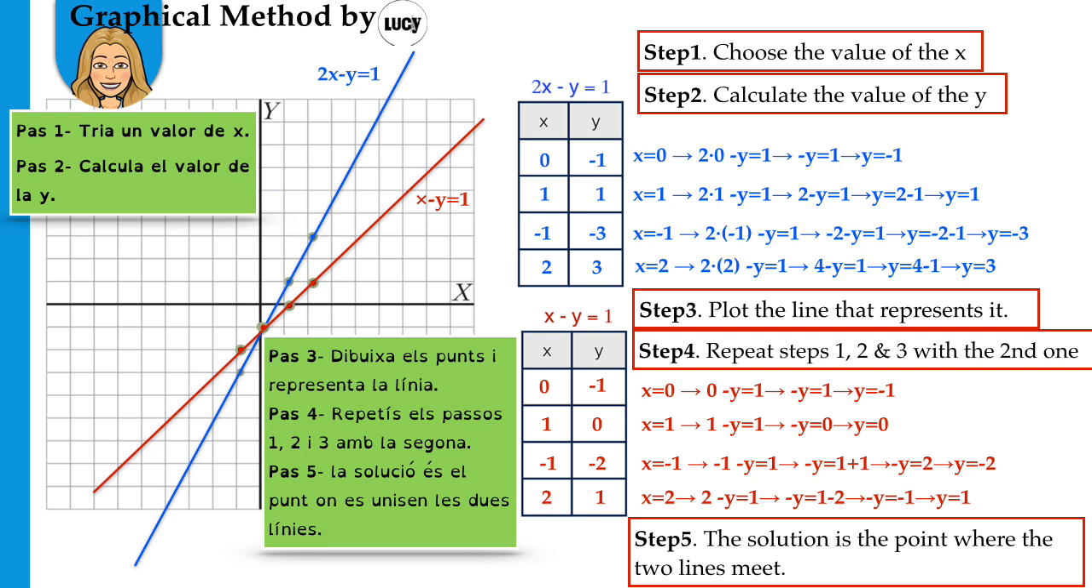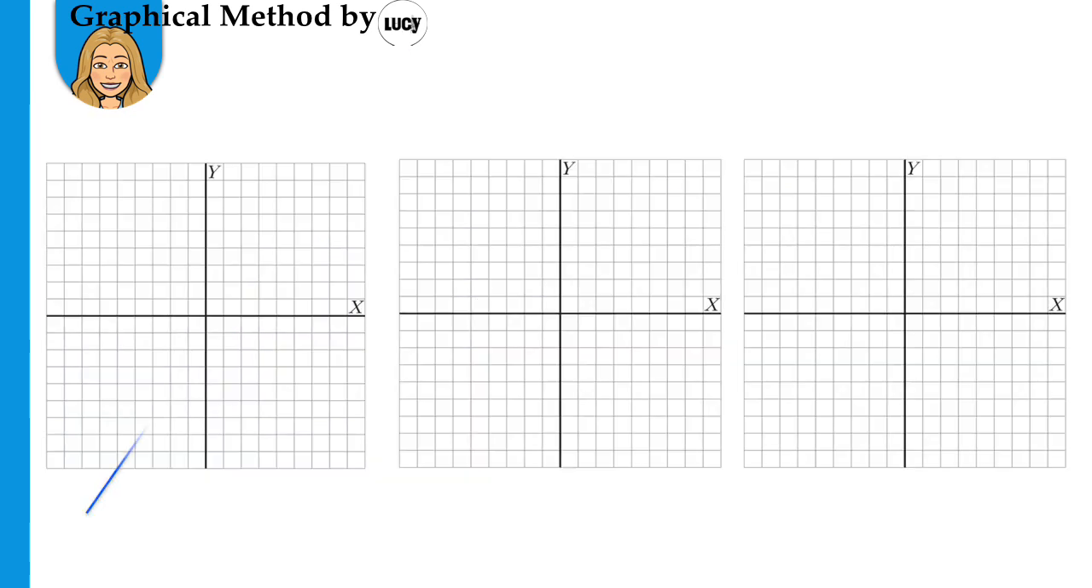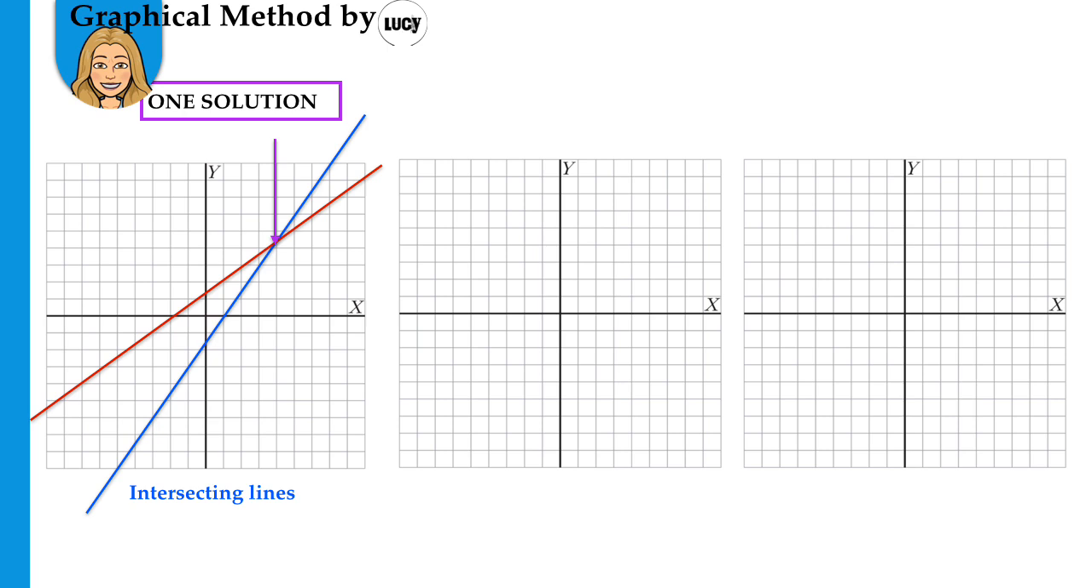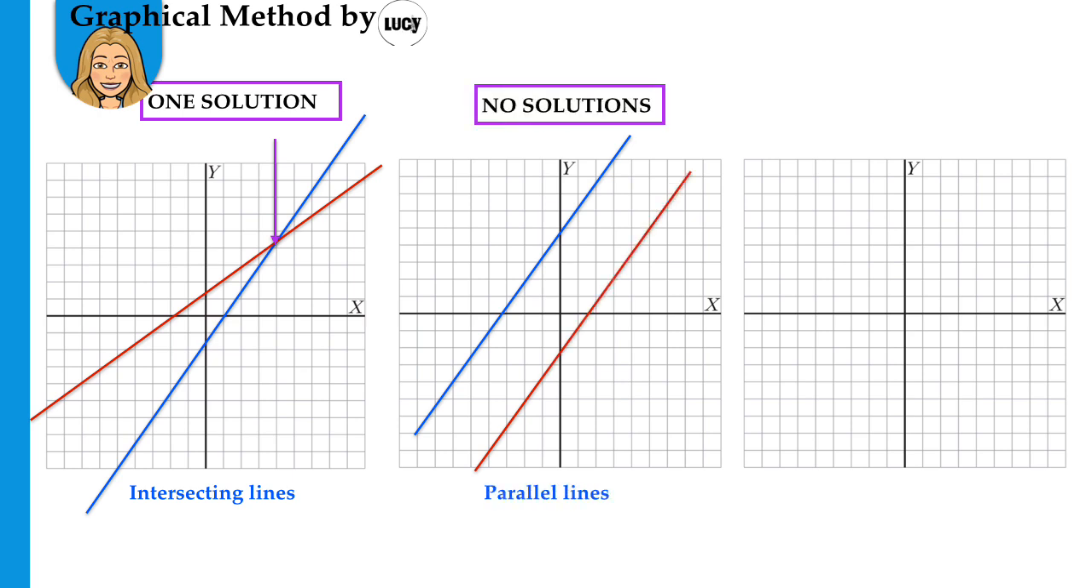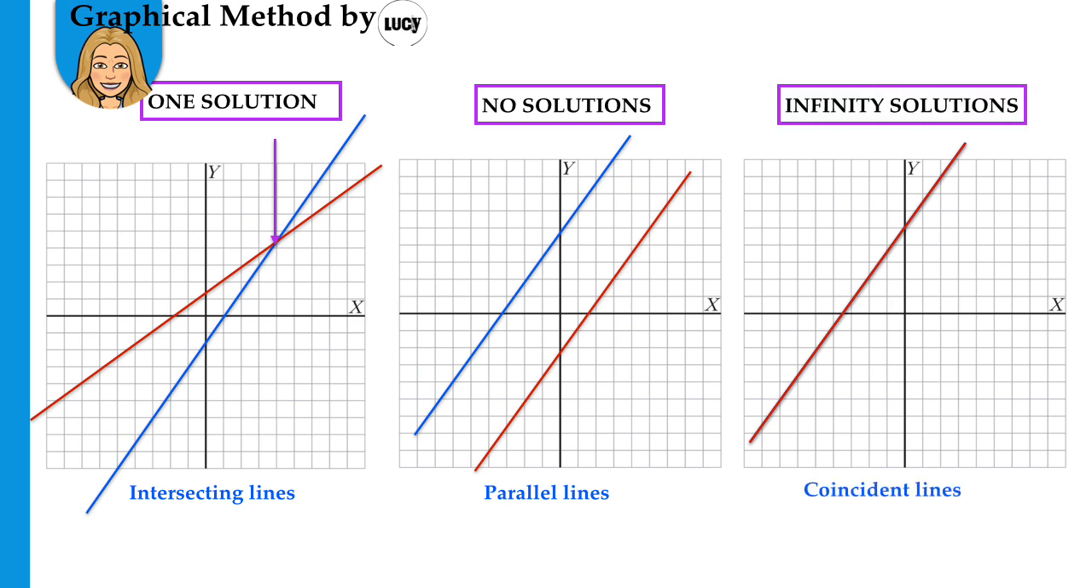Step 5. The solution is the point where the two lines meet. Intersecting lines, one solution. Parallel lines, no solutions. Coincident lines, infinite solutions.